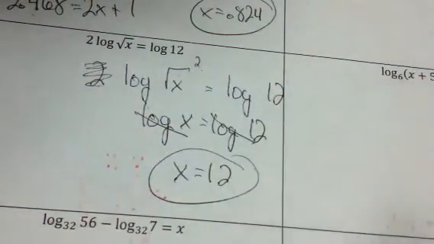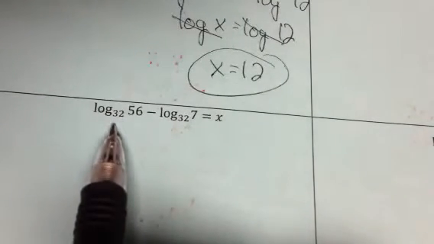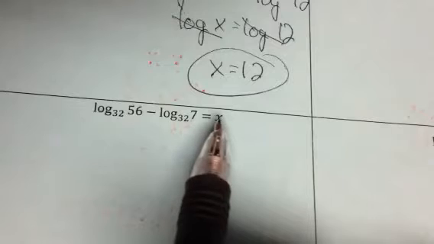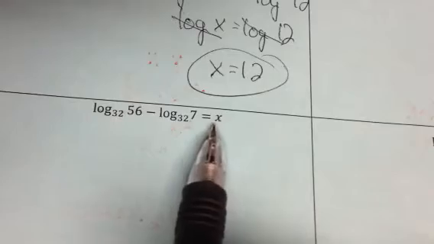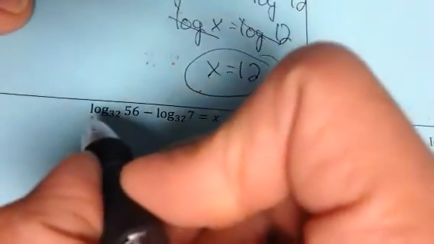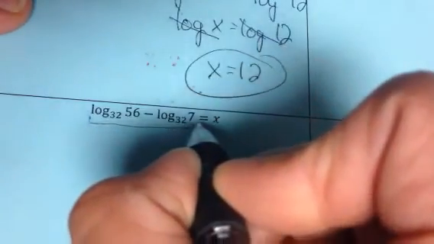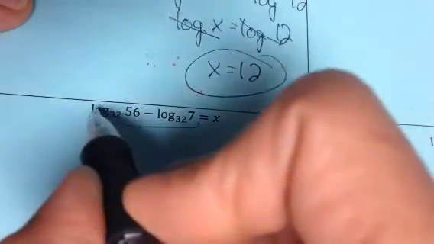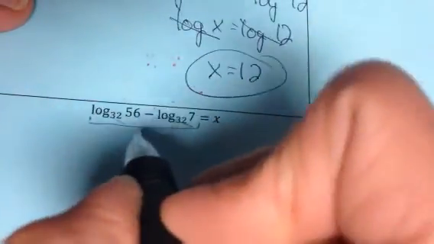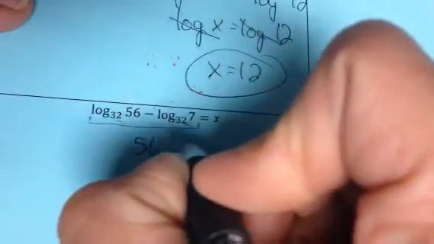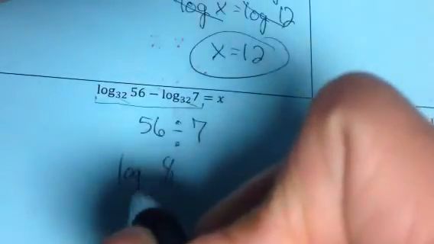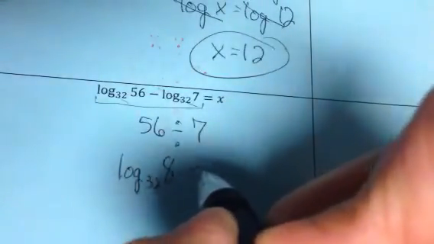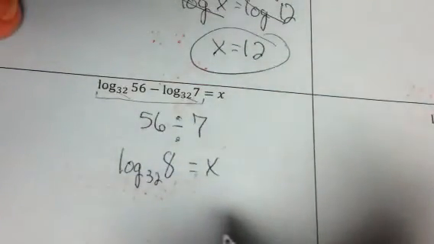Okay? Next one. Here, let's see. We're going to look at this x as a constant. So what we're going to do is go over here, and before I can turn this into an exponent, because it's a log problem, we're going to condense the logs down. So if you ignore the logs and you look at this as 56 minus 7, you're going to turn it into 56 divided by 7, which is just 8. And then you can bring this log 32 back, and now you can solve the problem.